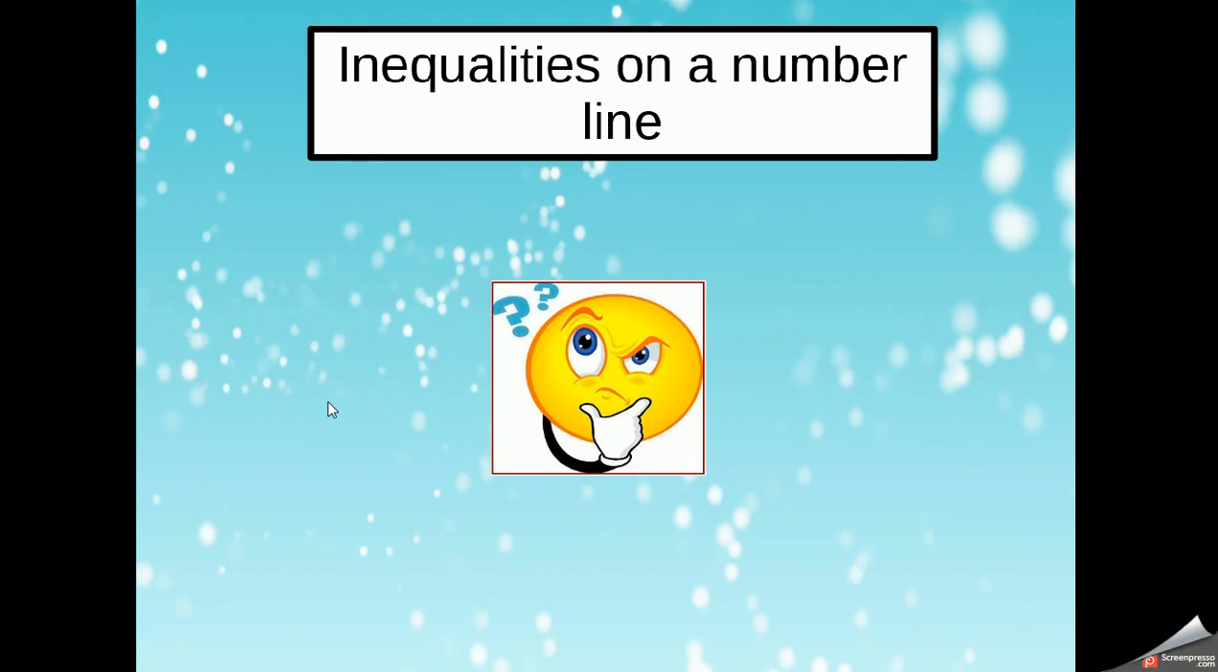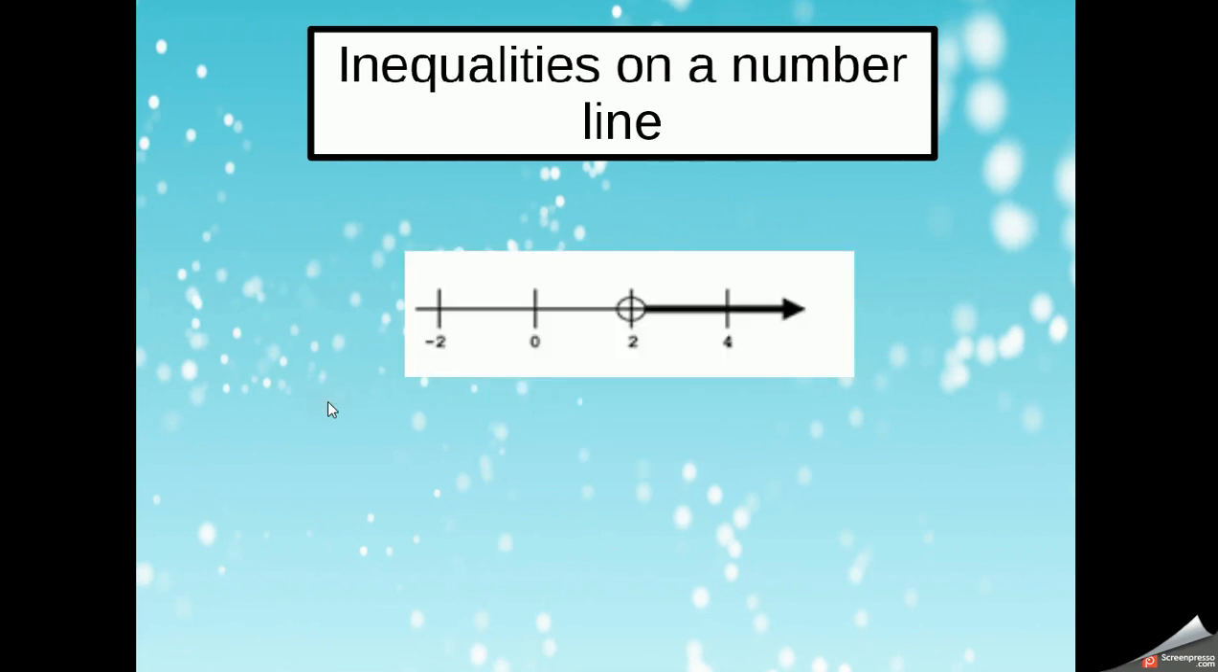Here we're going to look at how we represent inequalities on a number line. We did number lines a long time ago, so have a look. If you don't know how to do a number line, look way back in the videos. But simply put, it's a line of numbers, 0 in the center, negative numbers to the left of it, positive numbers to the right of it.